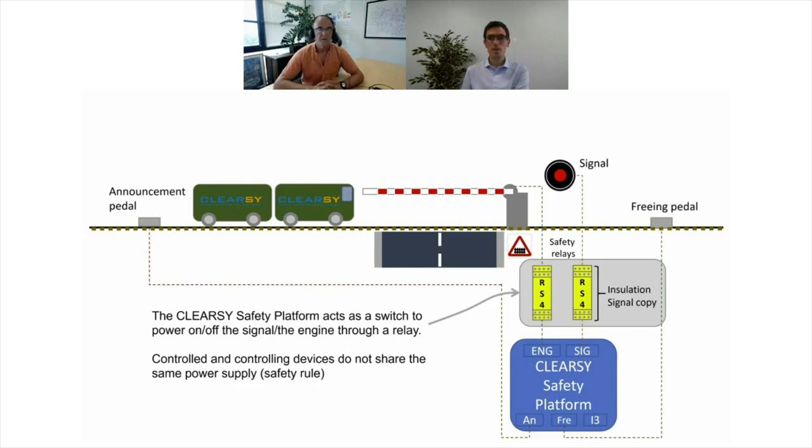So in our example, we are going to connect our sensors and actuators with the CLEARSY Safety Platform, the PLC that is being presented later on. And the CLEARSY Safety Platform is going to be connected to the outputs through safety relays, because it's mandatory. You can't provide the energy to the actuators directly. You can just switch on and off the current that is going through relays.